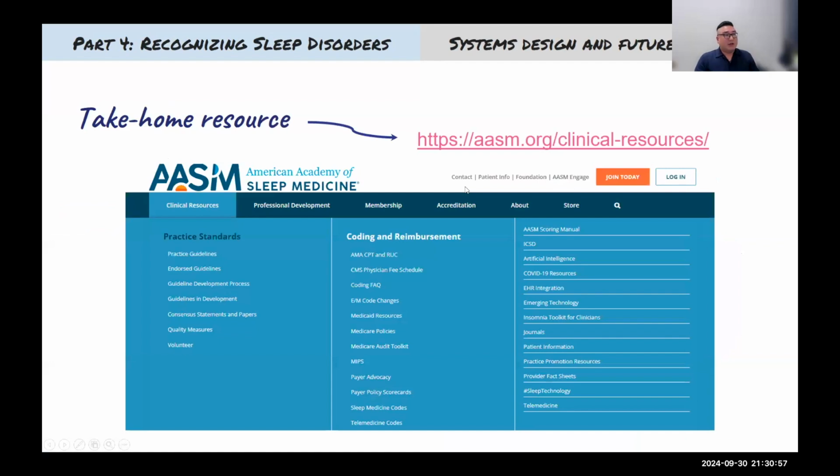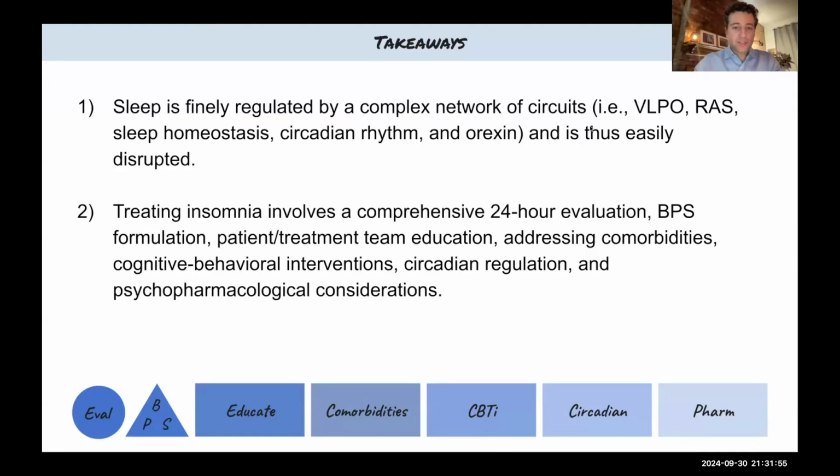If you're looking for take-home resources to investigate and to know more about these sleep disorders that we've talked about here today, feel free to go to the American Academy of Sleep Medicine website under the Clinical Resources tab, where you can learn lots about these and other sleep disorders that you might see in the inpatient CL setting. And with that, I'm going to turn it back to Dr. Green. So that concludes our discussion today.